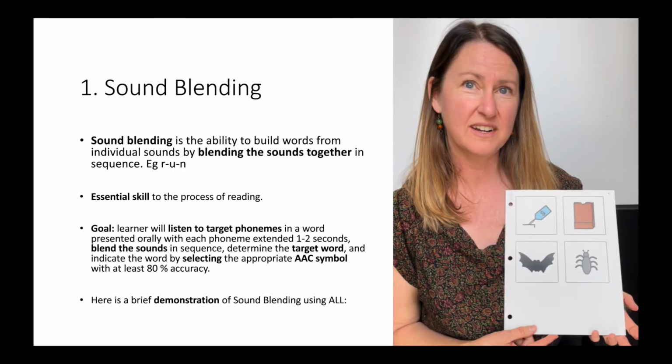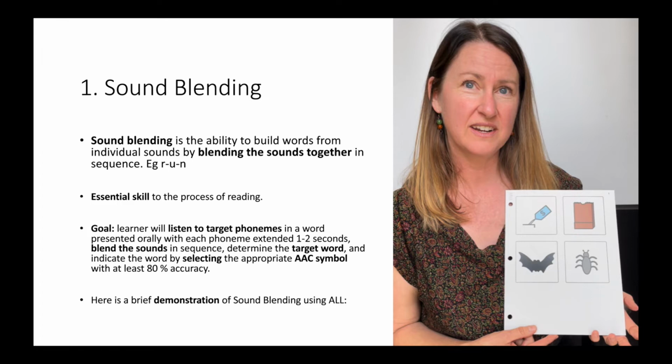The first binder, sound blending. As typically developing children learn to decode words, they often say the sound for each letter and then blend these sounds to produce the word. So sound blending is the ability to build words from individual sounds by blending them together in sequence, such as in the word run, run. This is an essential skill to the process of reading.